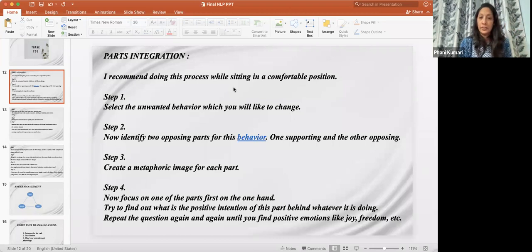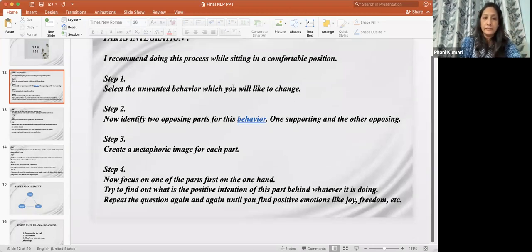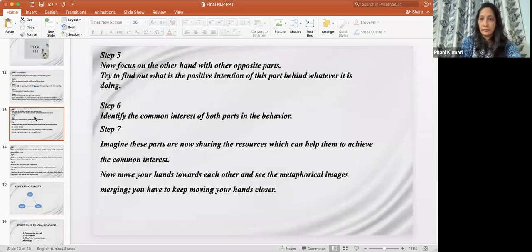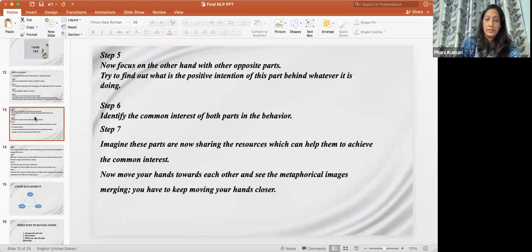Now shift your focus to the other hand, and try to identify the positive intentions of the other hand. So what is that unwanted behavior you want to change? How does it look? What is that image you are seeing? And what is it allowing to communicate with you?